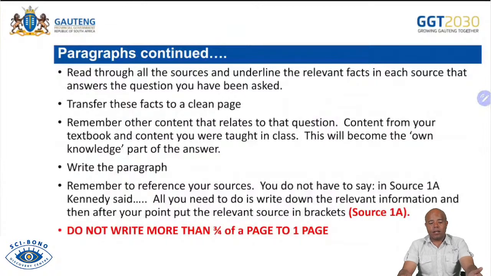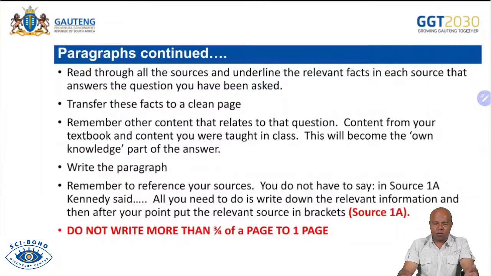So why am I saying this now? As you can see on the screen, it says you must read through all the sources and underline the relevant facts in each source that answers the question we have been asked. Now take note, learners. There are 4 sources within question 1, 2, and 3. All 3 questions have got 4 sources. So when we answer question 2, which is the question that we are dealing with currently, there will always be 1 visual source and 3 written sources. So the visual source normally speaks to the written source. So it means now 3 of the sources is basically what we need to underline.